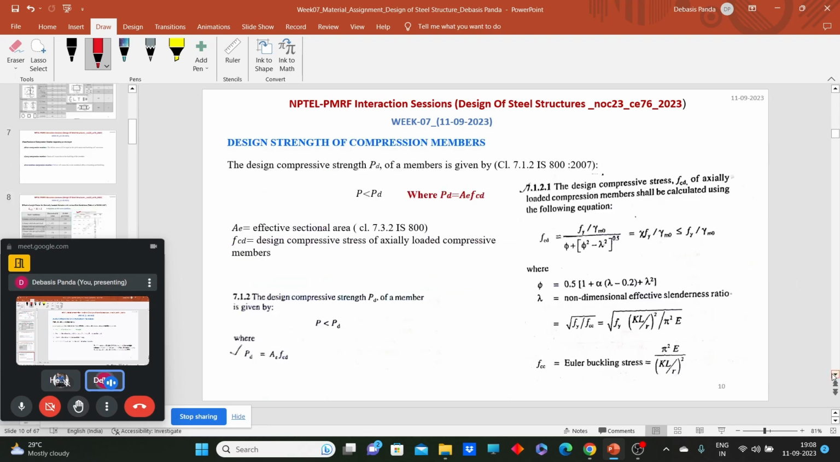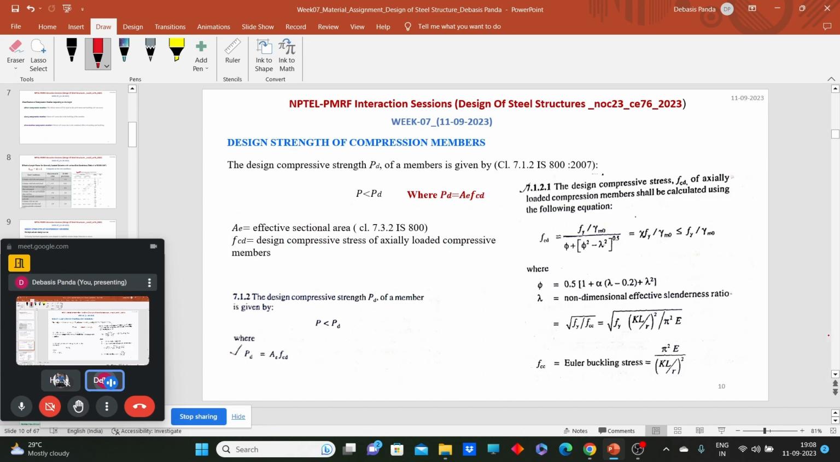Now one more thing, how to calculate the design compressive strength. Our code clause 7.1.2 gives the idea about how you can calculate the compressive strength. It's just like the compressive force. So what will that be? It's the area times the stress. That means my design compressive strength, Pd, should be equal to Ae.